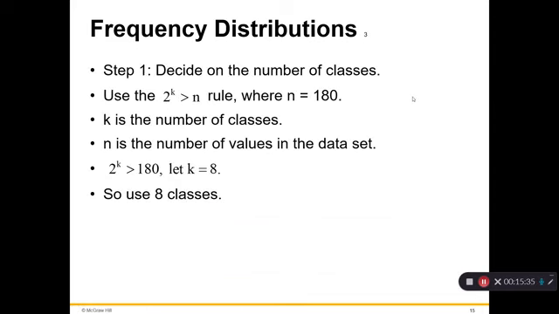So what we do is frequency distribution. Step number one: we need to decide on the number of classes. How do we find how many classes we need? The rule we use is 2 to the power k greater than n, where n is equal to 180. What is 180? 180 is the number of values in the data set.